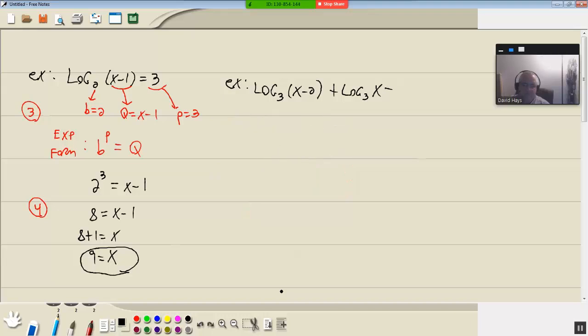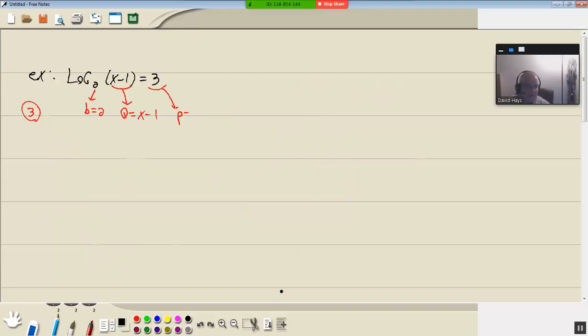Now that covers log equations, and that's really where I wanted to get to today. So let me go ahead and stop the recording.